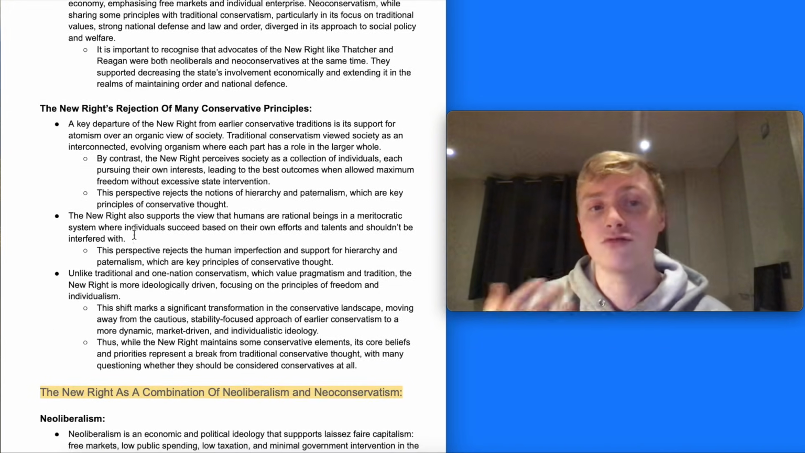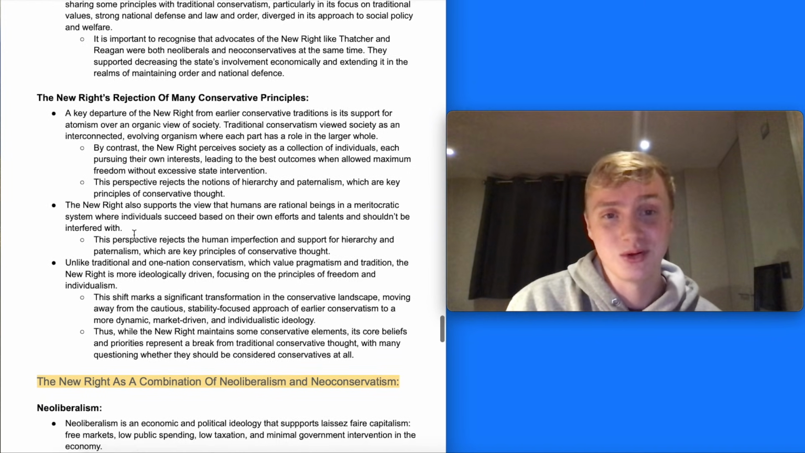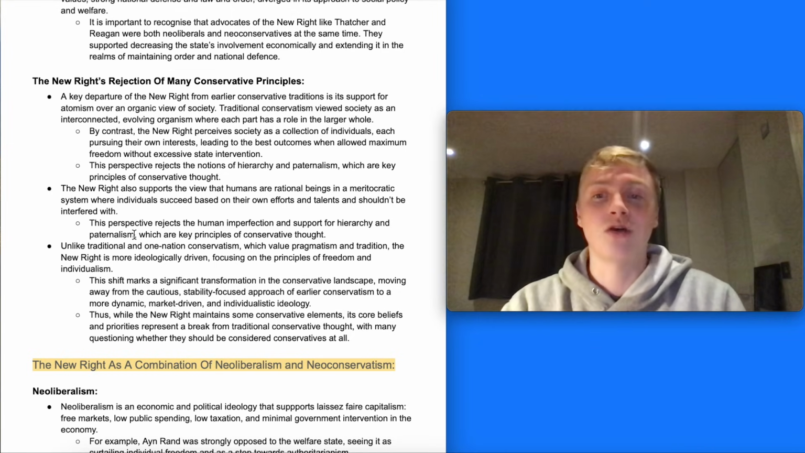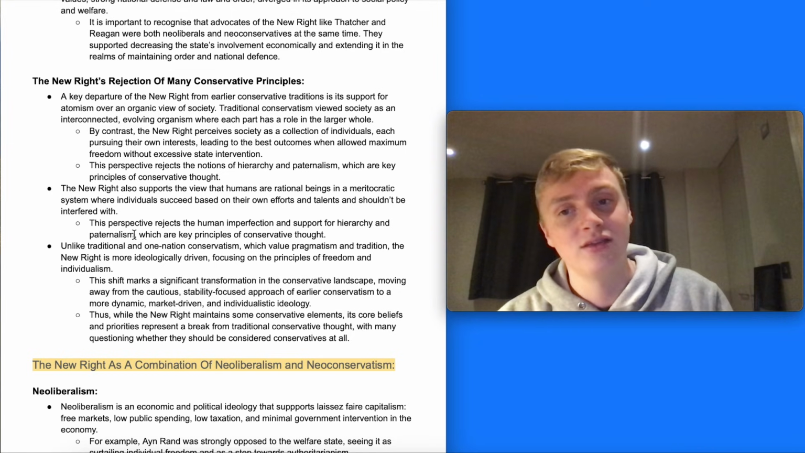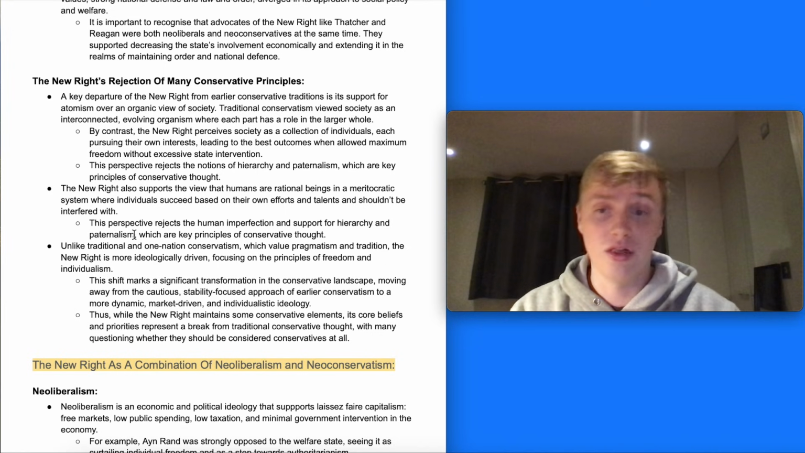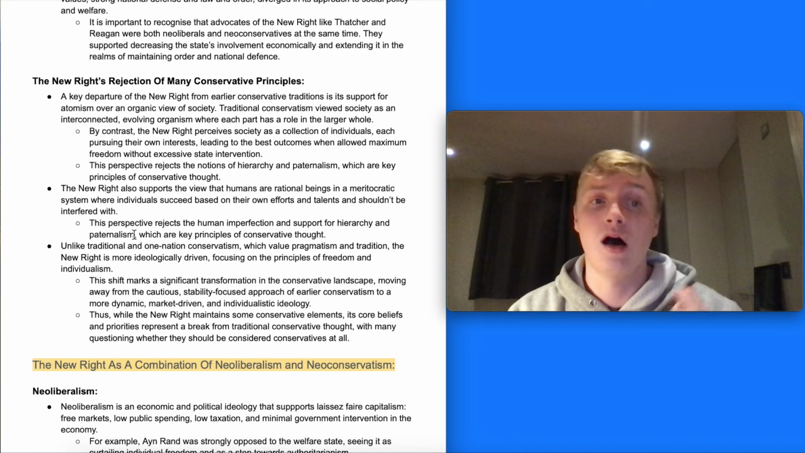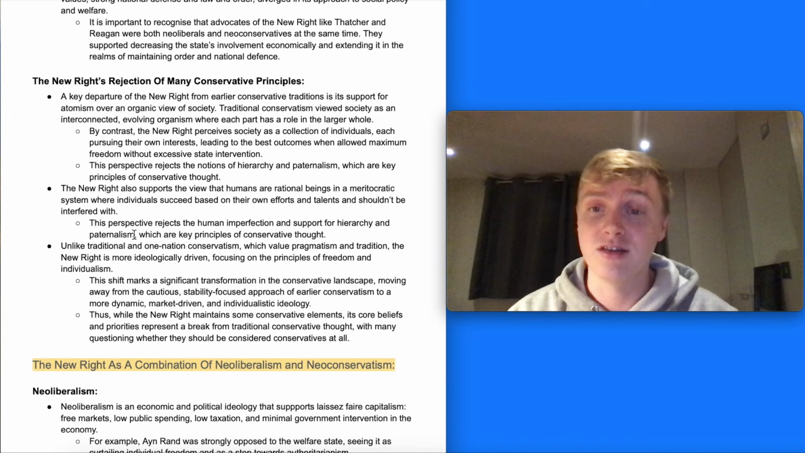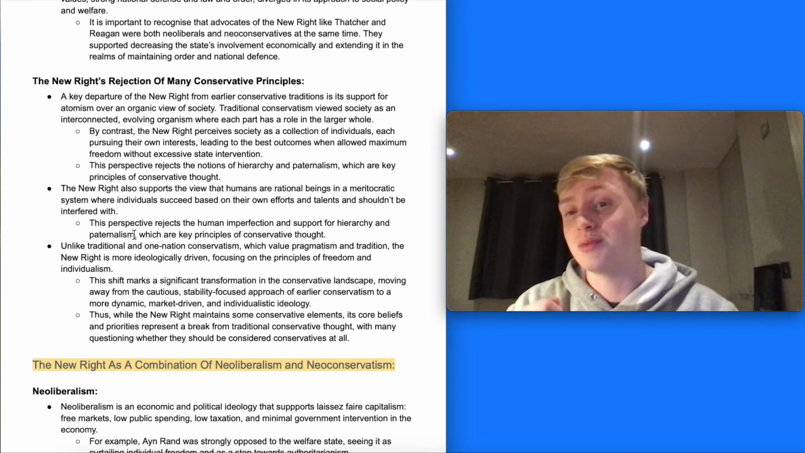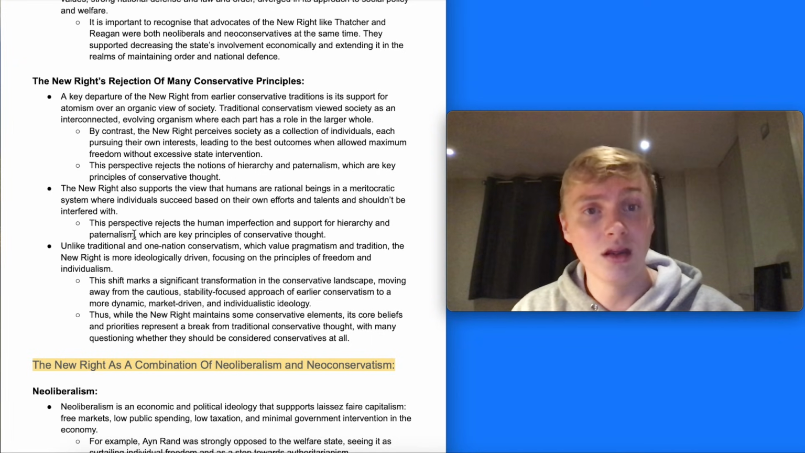So how did the new right reject many conservative principles? On the one hand, they maintain some of these traditional conservative principles, as I was talking about, in terms of traditional values within society, hierarchy, well, not so much hierarchy actually, more the state providing order and defence. But they also departed from a lot of key conservative traditions and principles, which, as I previously mentioned, begs the question of whether they should be considered conservatives at all.